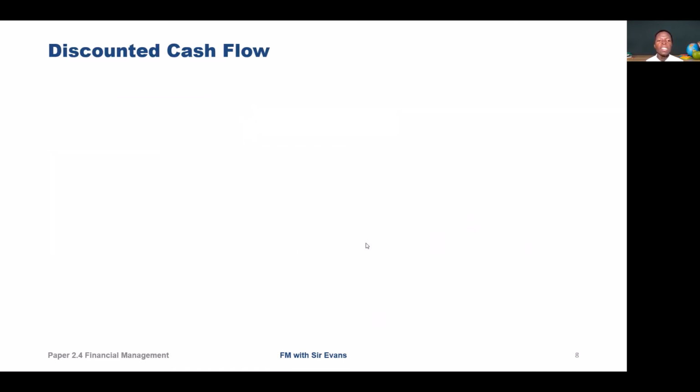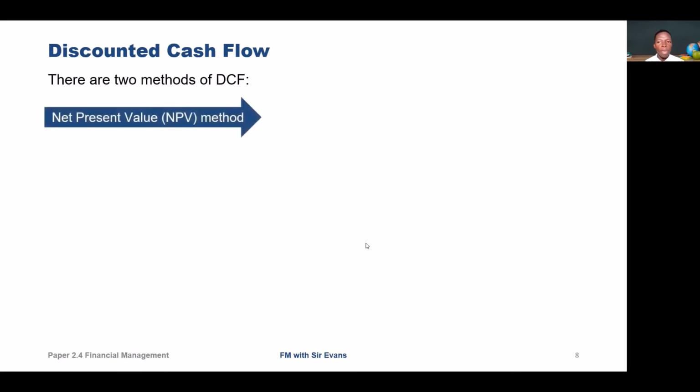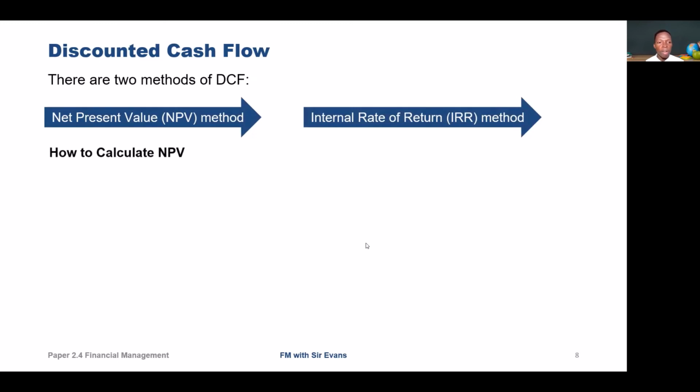So we have the discounted cash flow technique, which is for evaluating proposed investments to decide whether they are financially worthwhile. There are two methods of discounted cash flow: the net present value method and the internal rate of return method. We'll start with the net present value method.